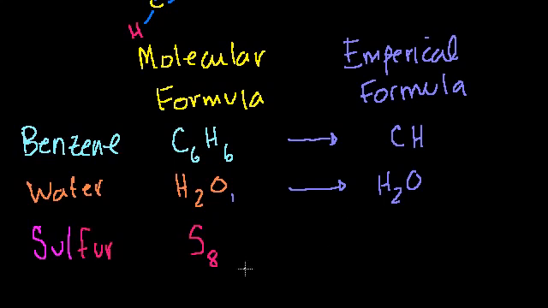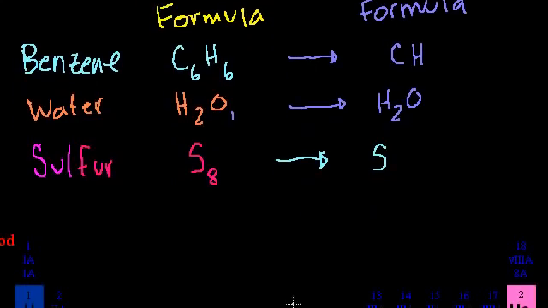But its empirical formula: if you had just a bag of sulfur, you don't know that each molecule has 8 sulfurs. You just have a big bag of sulfur. So for the empirical formula, there's only one atom in this molecule. You divide by 8 and you get S. So you just know that all you've got there is sulfur. So let's just do one more.